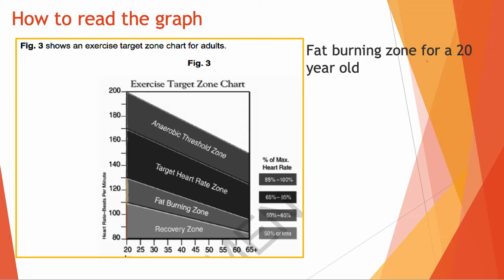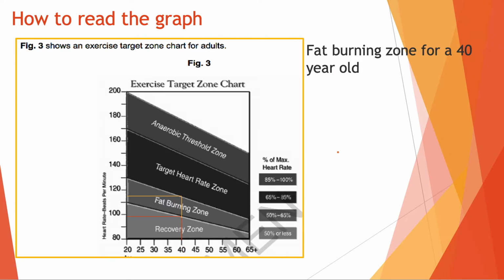Let's look at a 20-year-old who wants to work in the fat burning zone. So the 20 is at the bottom of this chart. So we'd go up and we'd say that the lowest they should allow their heart rate to get to is 110 beats per minute. The highest would be 130 beats per minute. So that's their target heart rate for this session as a 20-year-old who wants to remain in that fat burning zone. Let's compare that to a 40-year-old who wants to work in the same zone.